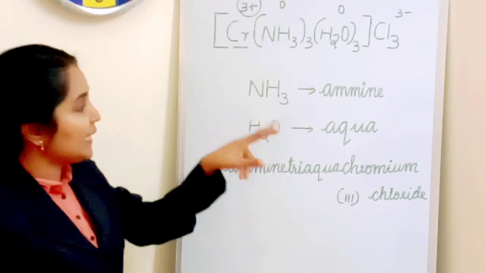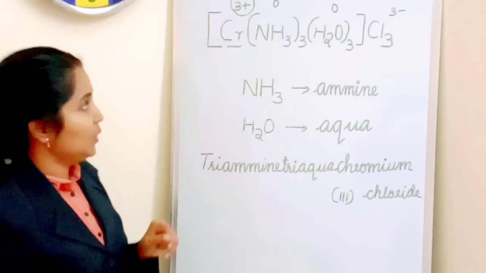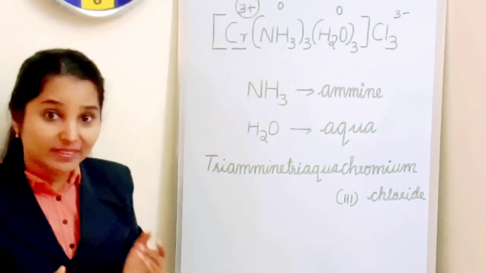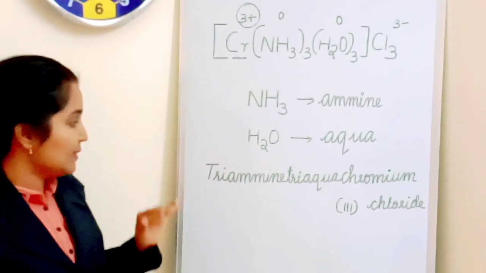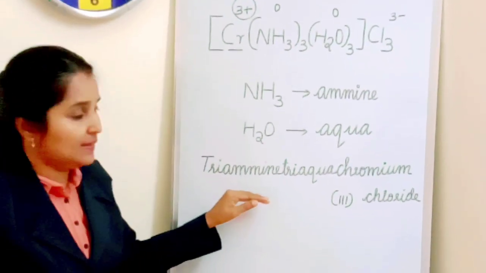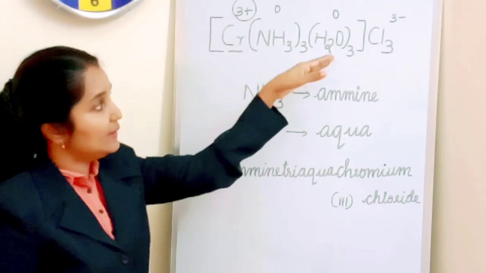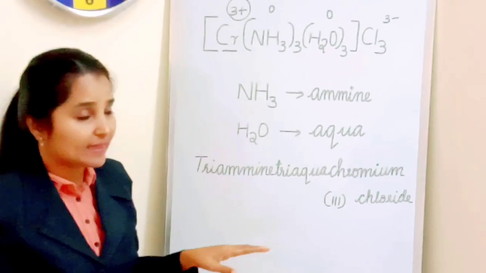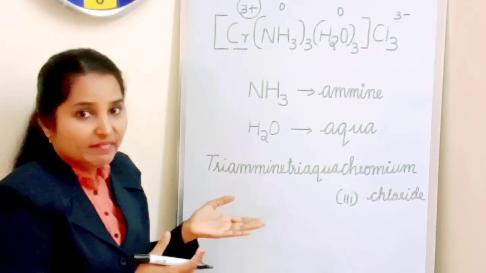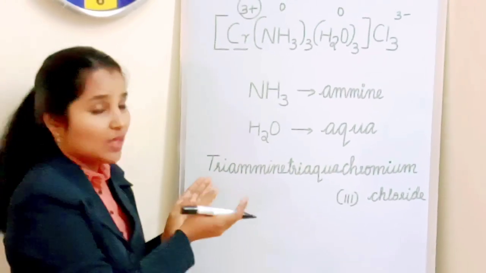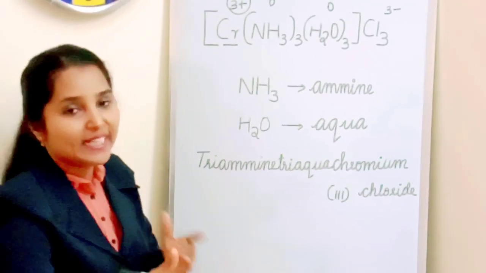So here, ammine and aqua, which is first in the alphabetical order? Ammine. So we will start writing with ammine. How many ammines are there? 3 ammines are there. So triammine. Then next ligand is aqua. How many water or aqua ligands are there? 3. So triammine, triaqua. We will not leave any space in between. Whatever is inside the coordination entity we will write continuously without leaving any space.